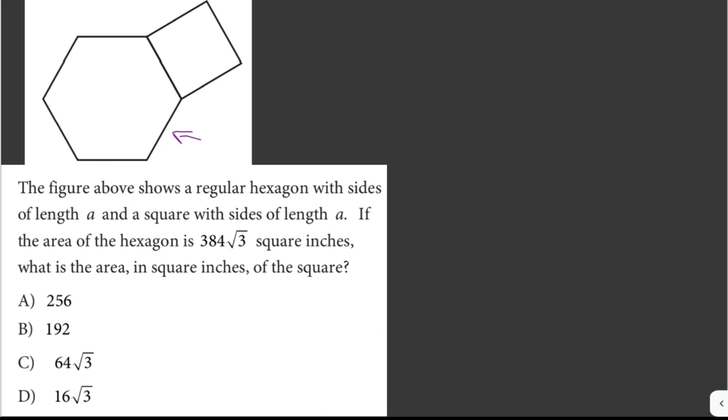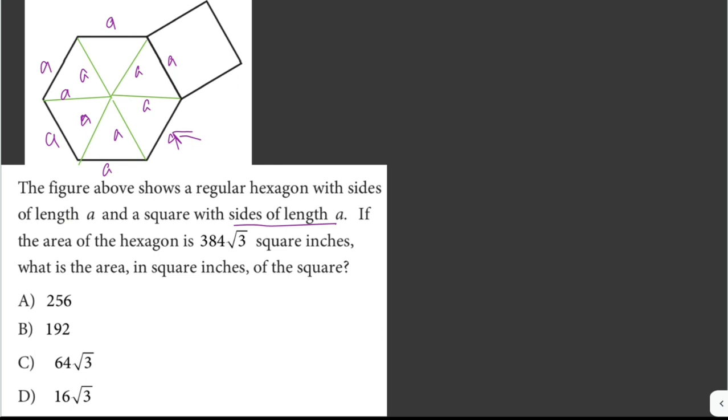can be divided into 6 equilateral triangles of side length A. It says here the sides of the length is A, by drawing the 6 segments from the center of the regular hexagon to each of its vertices. So let's draw that. So we have here 6 equilateral triangles with side length A. So if this is A, that means this is also A, as well as this, all of this.